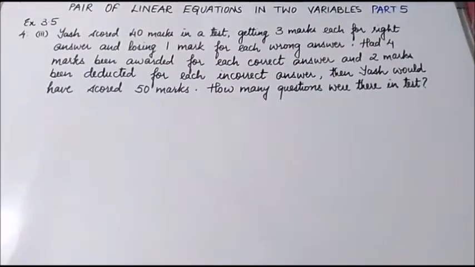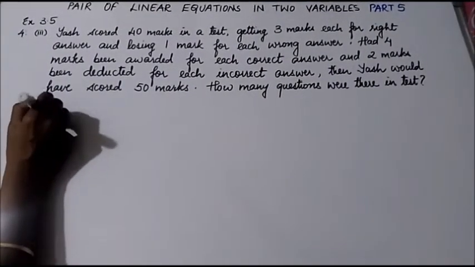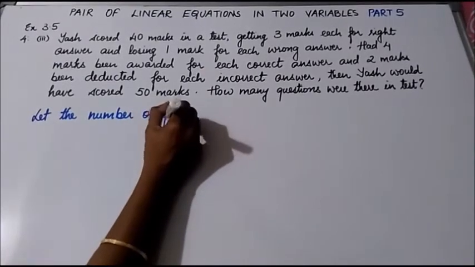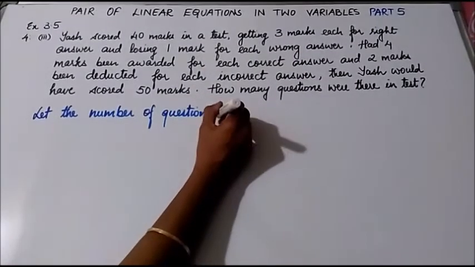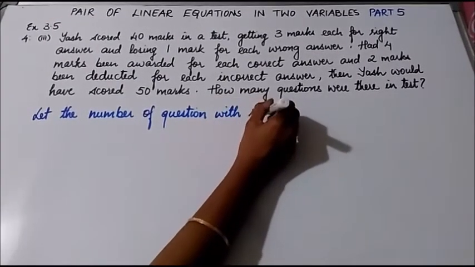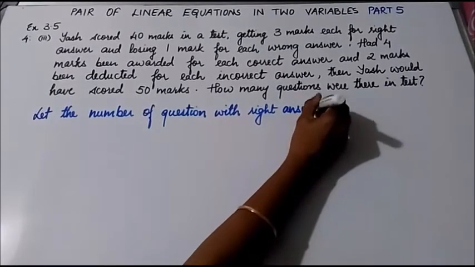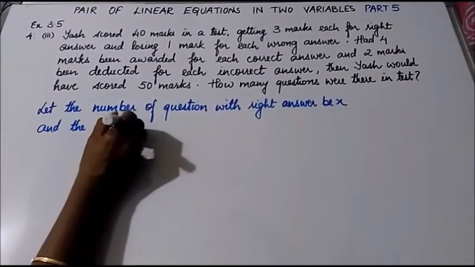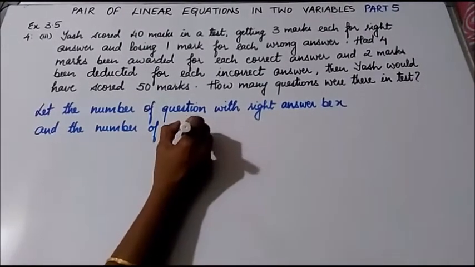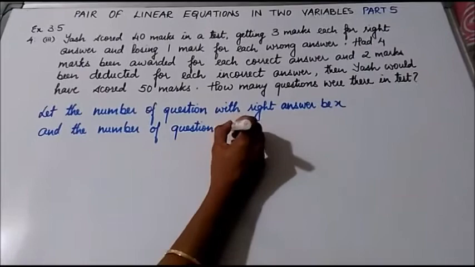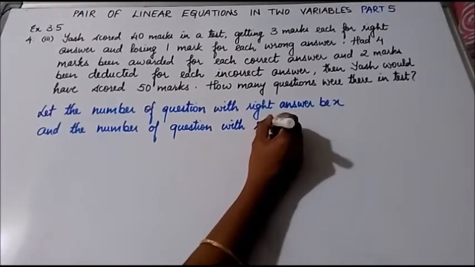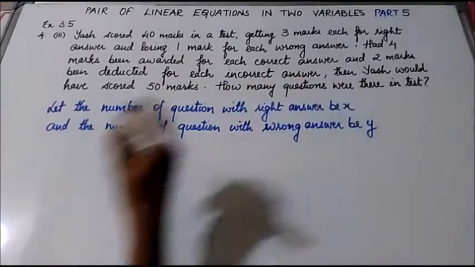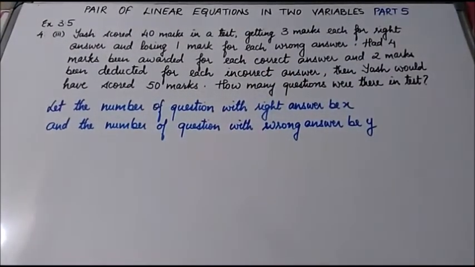They have told us yes scored 40 marks in a test, and they have told us to find how many questions were there in the test. Now let us first start writing. Let the number of questions with right answer be x, and the number of questions with wrong answer be y. So how many questions are there total? X plus y. So first we'll find what is x and what is y.